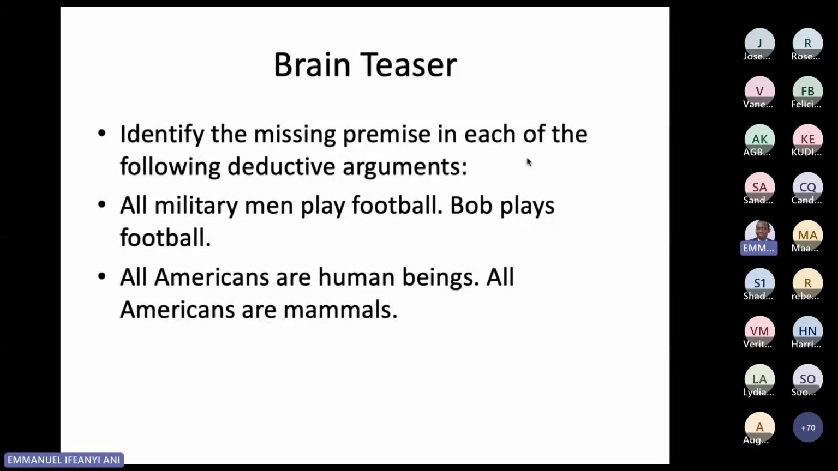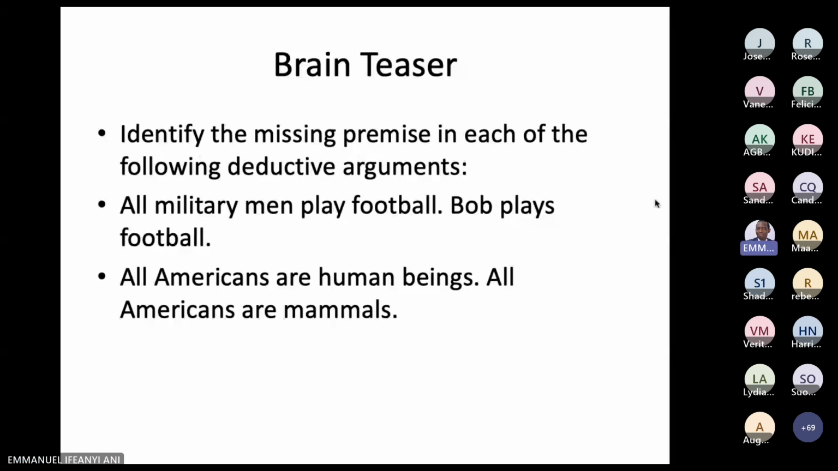So you just look at how many times each of the concepts were used. So Bob is a military man. That's correct. Bob is a military man.